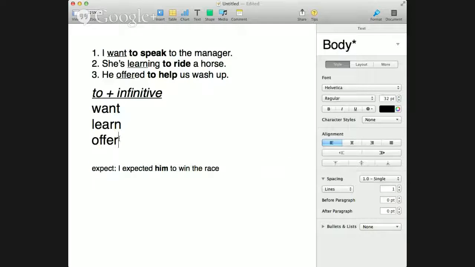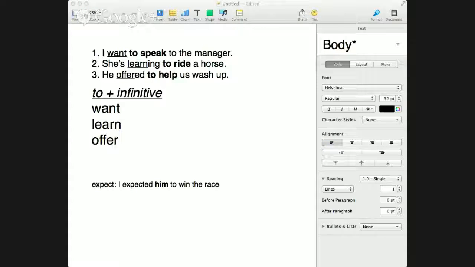What we're focusing on now are the basic to infinitive verbs. So I want to do something. I have learned to speak Spanish. He's offered to help us wash up. Has everyone got that so far? Yeah? Excellent. I'm going to count silence as like a chorus of yeses. Okay. Other verbs that come into this. Does anyone want to suggest any that they already know and are quite sure about?